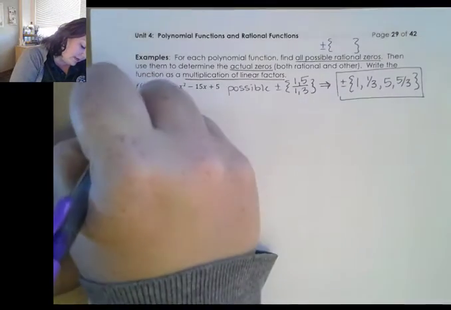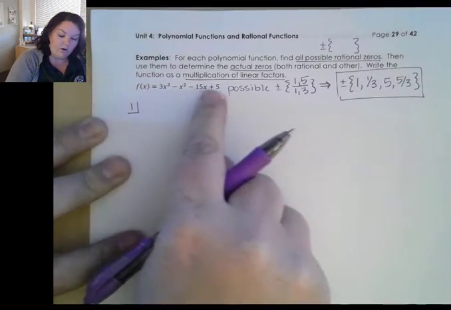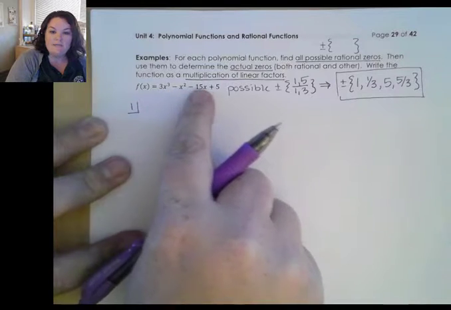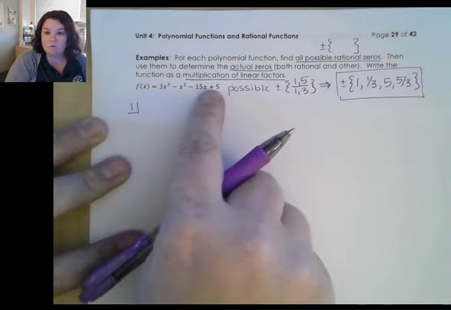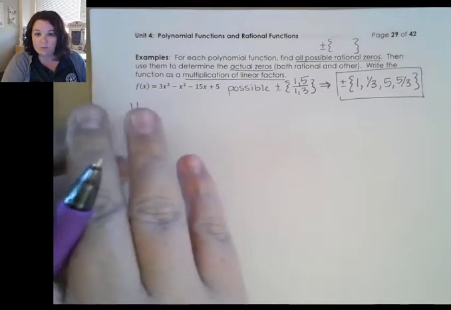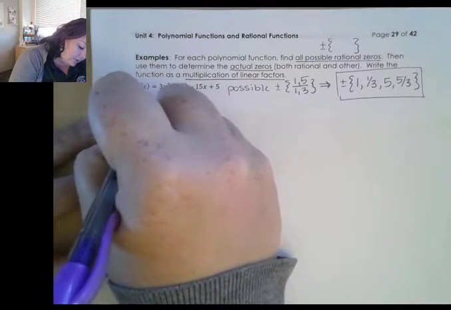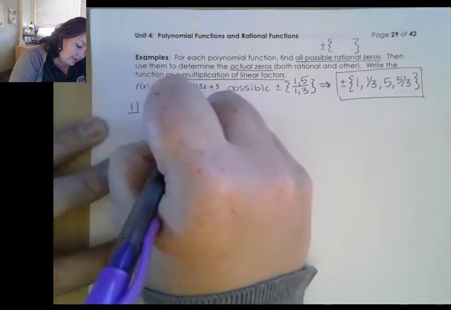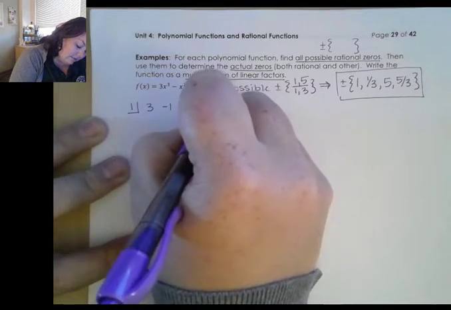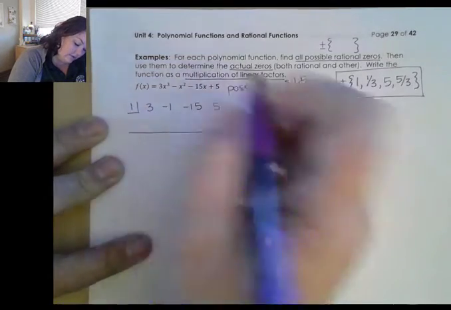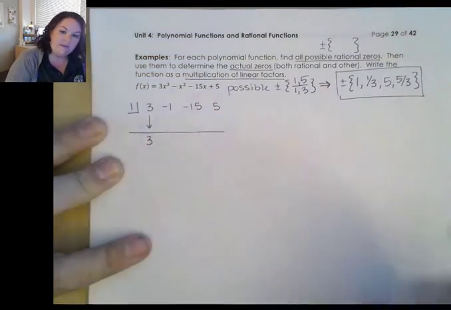So if I put 1 in my little box, I'm going to write out all my coefficients. Notice I'm not missing any powers of x or the constant term, so I don't need any 0 placeholders. So I put in 3, -1, -15, and 5. So I go ahead and bring down my 3.